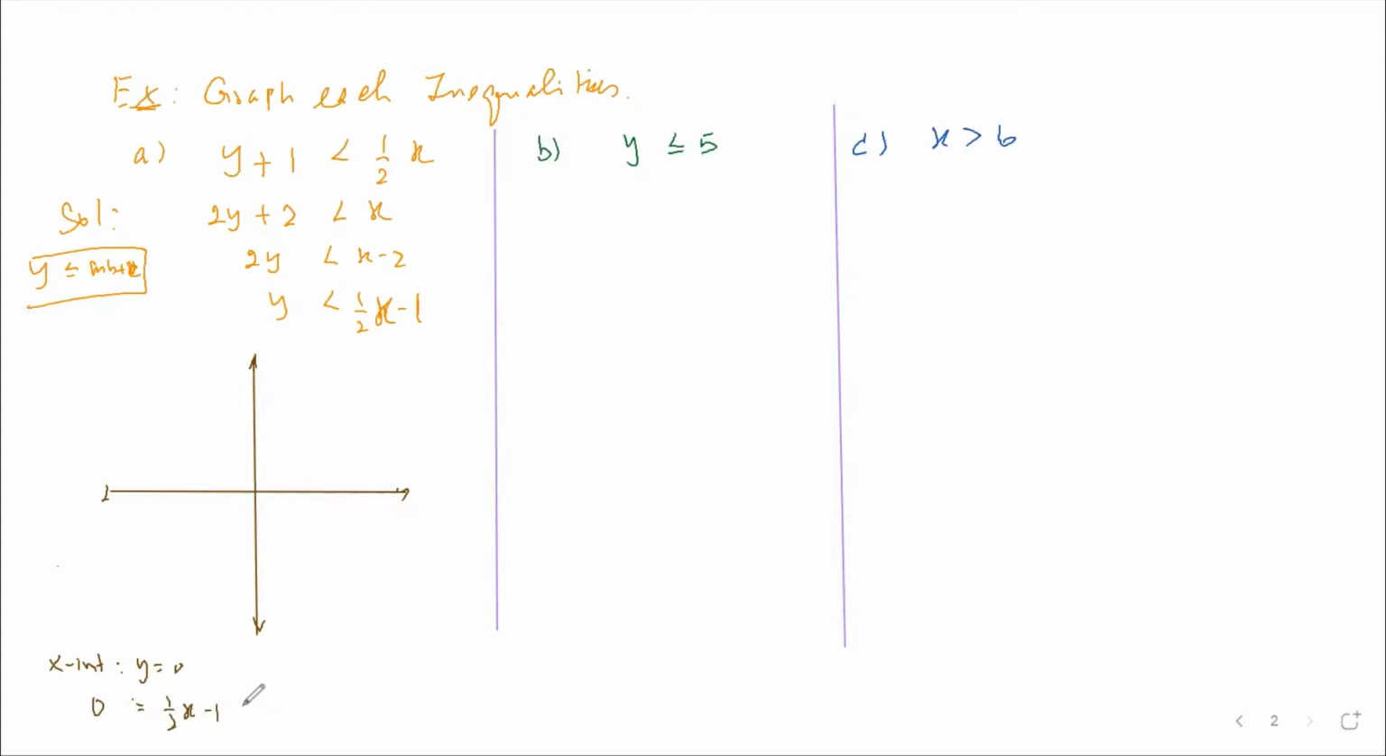So next we have 1 over 2 equals 1 over 2x, which equals 1, right? So x equals 2. So we know right away the x-intercept is going to be here, 2.